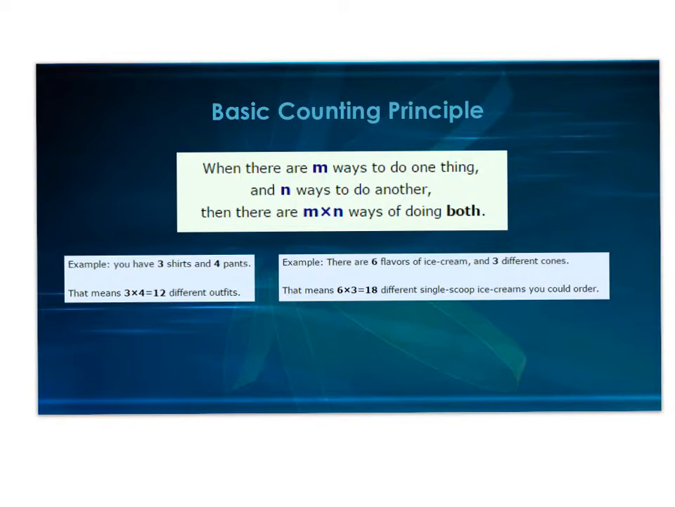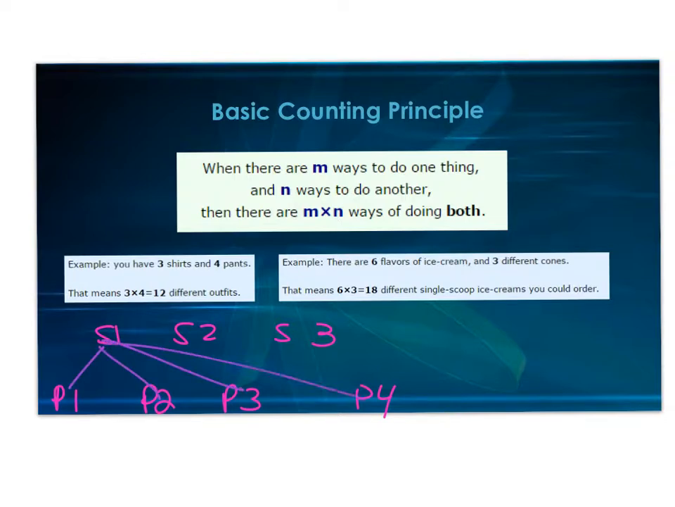So it's similar in that you're finding how many ways there are of doing something. So in this one it says if you have 3 shirts and 4 pants, that means that there are 3 times 4 or 12 different possibilities of outfits. You could sit here and say this is shirt 1, shirt 2, shirt 3, and then pant 1, pant 2, pant 3, and pant 4. And I can say, okay, I can wear shirt 1 with pant 1, pant 2, pant 3, pant 4. And I can wear shirt 2 with pant 1, pant 2, pant 3, pant 4. And I can wear shirt 3 with pant 1, pant 2, pant 3, pant 4. And I can count them all up, which would give me 12.